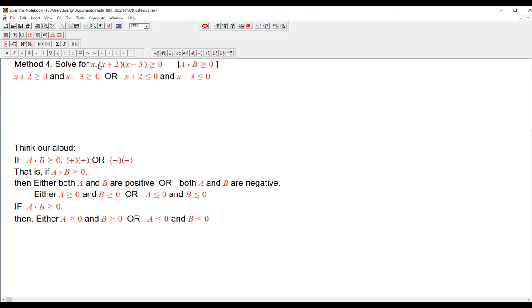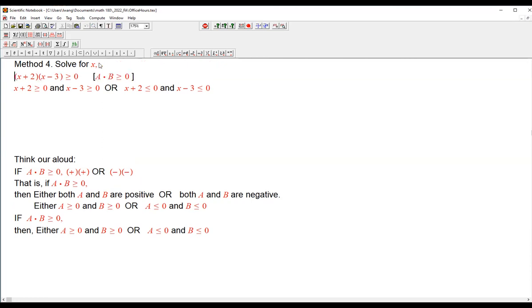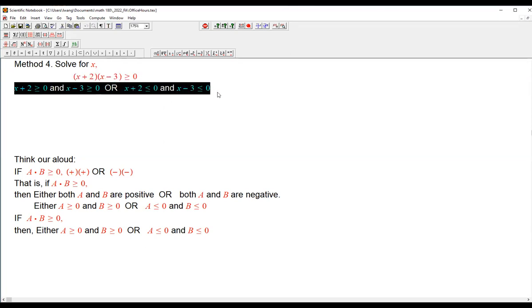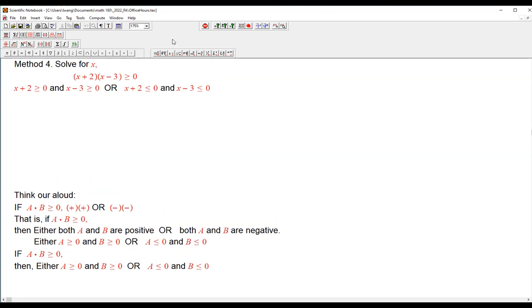This is how you read it. Okay, we can remove that. So this is how we read it mathematically. If this product is greater than or equal to 0, the next line is going to be like this. This is how you show your work. Okay, so then we keep going.